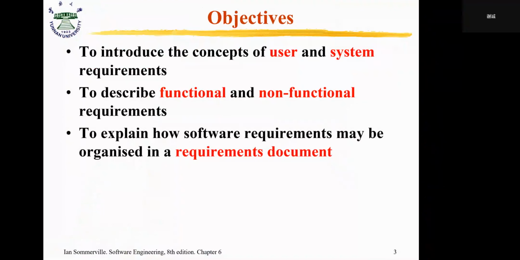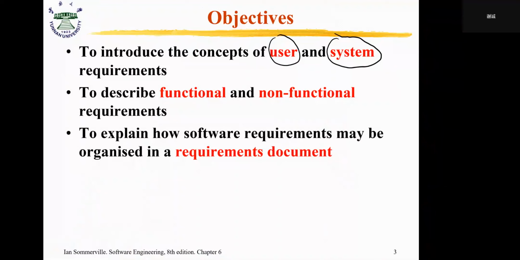This chapter has the objectives or purpose or goals. The goals are to introduce the concepts of two different categories of requirement. The first one is a user requirement, and the second one is a system requirement. Okay, if we only give you this term, can you guess what this user requirement means and what the system requirement means?